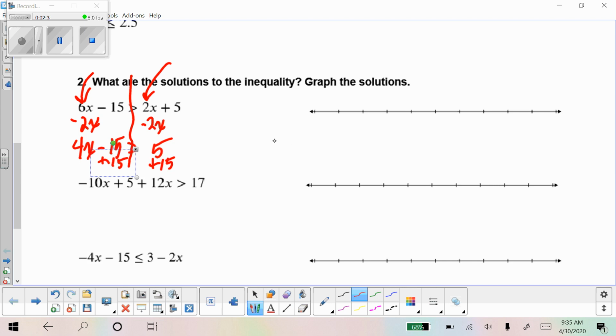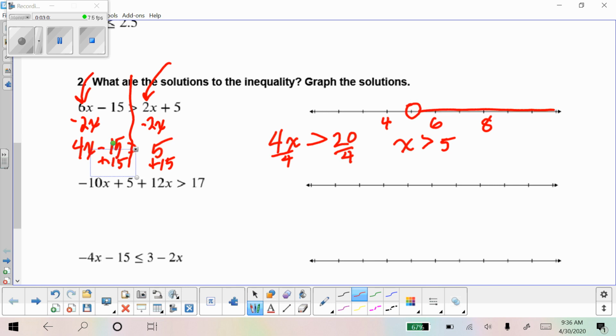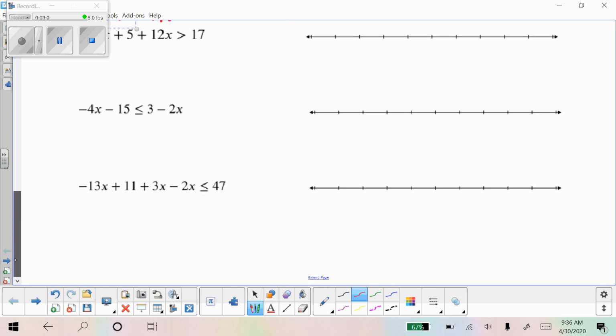I'm running out of room here, so I'm going to put my next step over here. So I get rid of the minus 15, so now I have 4x is greater than 20, dividing by 4, and we get x is greater than 5. So we'll put 4 here, 6, 8, 5, and then your arrow should go that way. All right, go ahead and finish those up. Moving on to the next one.